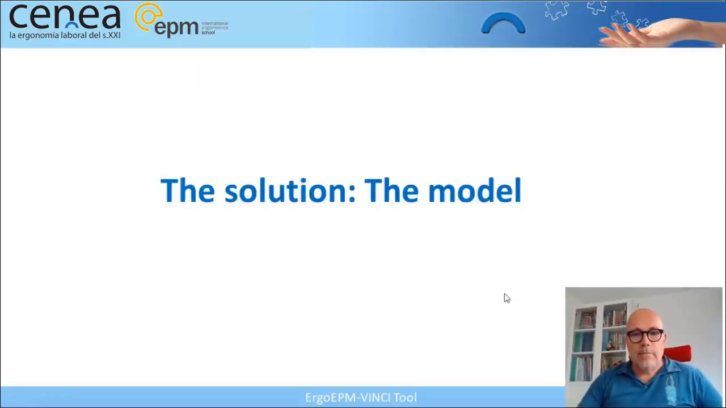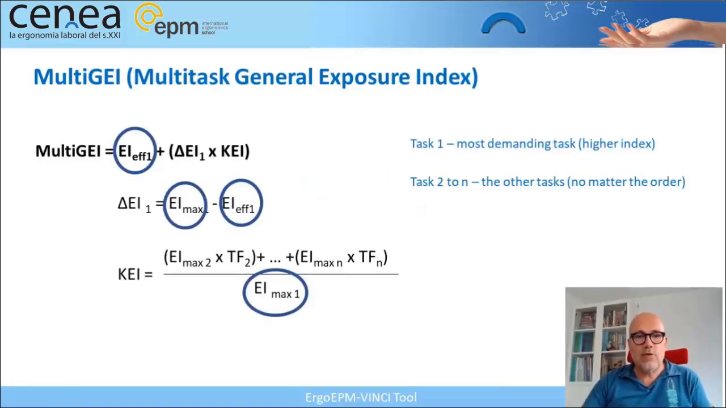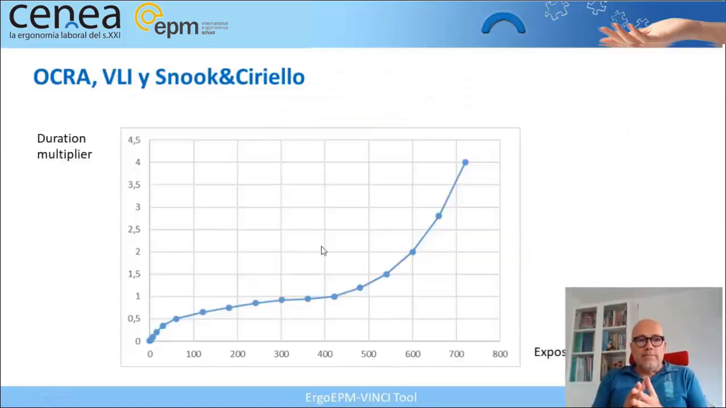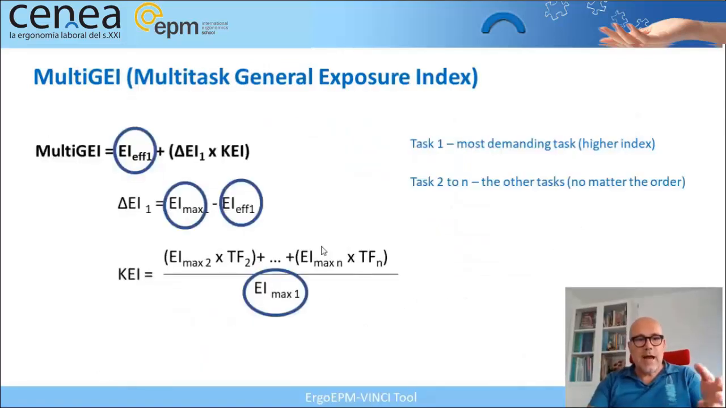Good. Faced with this problem, I propose the solution. There is a model. The mathematical model to make the calculation is called the Multitask General Exposure Index, and it can be calculated. I do not entertain myself explaining the formula. It is simply a mathematical issue. You have this article available that you can consult online for free, where this model is explained.